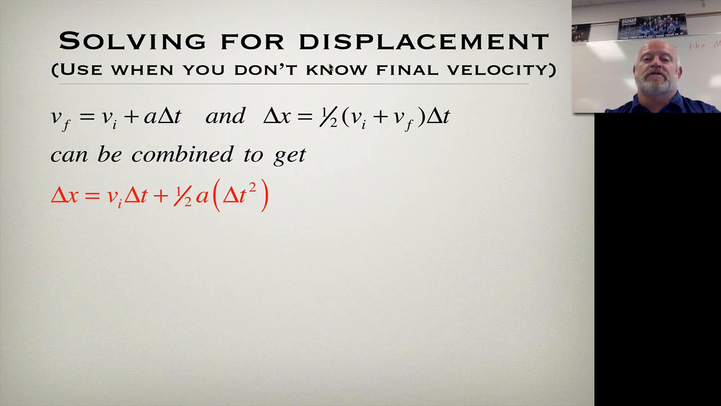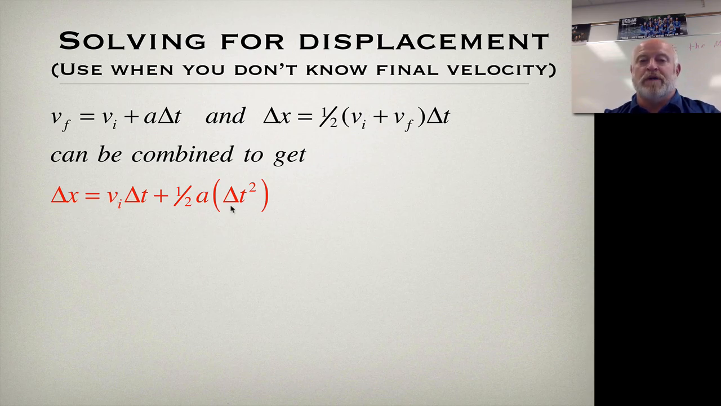Now, here's another way to solve for displacement when we don't know the final velocity. In this case, we don't know the ending speed. We do know our acceleration, we do know our time and other variables. To do that, we take our previous equation and the one from two slides ago, combine them together, do some substitution, and voila, we get this.